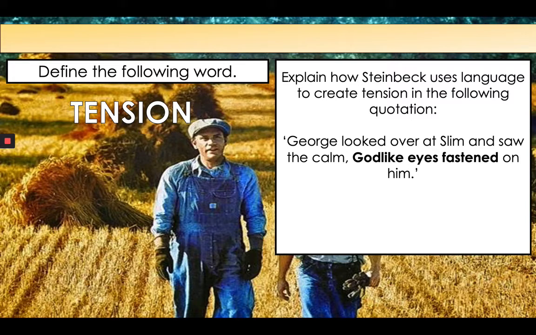So as we start looking through chapter 3, we're going to think about those three things. On the right hand side of the PowerPoint, we've got a question here. Explain how Steinbeck uses language to create tension in the following quotations. This is a quotation from chapter 3. George looked over at Slim and saw the calm, godlike eyes fasten on him.